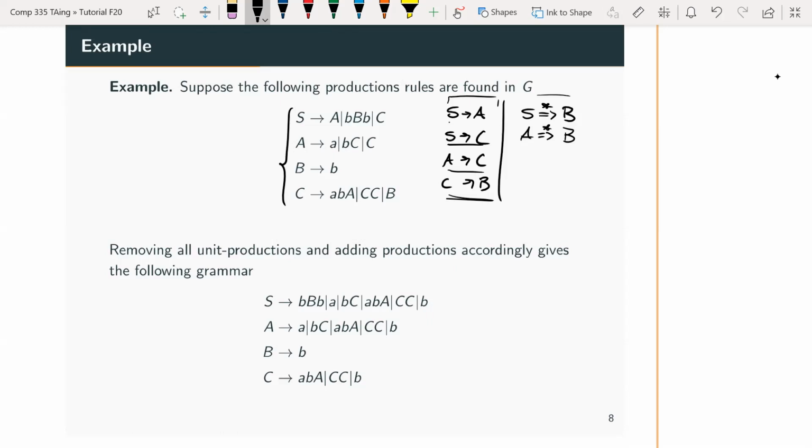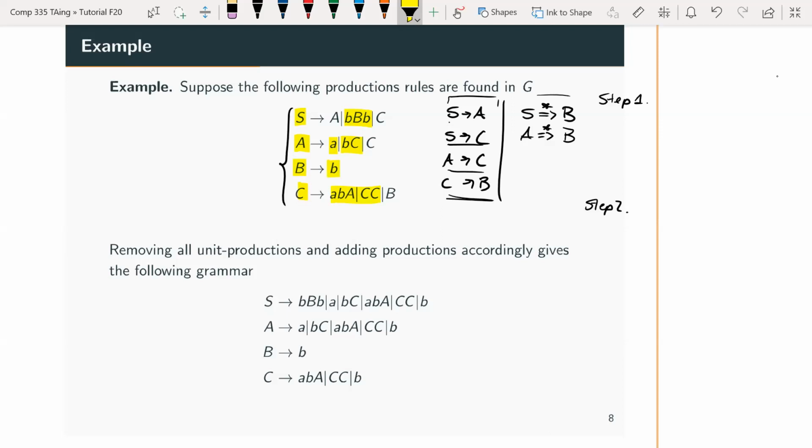So that's step, well, I kind of skipped step 0. That's just because there are no self-productions. So this would be step 1. The second step is you're going to want to copy all of the non-unit productions and paste them into your new grammar G prime. So in this case, S gives you, I'm not going to paste A or C, I'm just going to paste this. So S gives you BBB. A gives you A and BC. B gives you B, and C gives you these two guys, right?